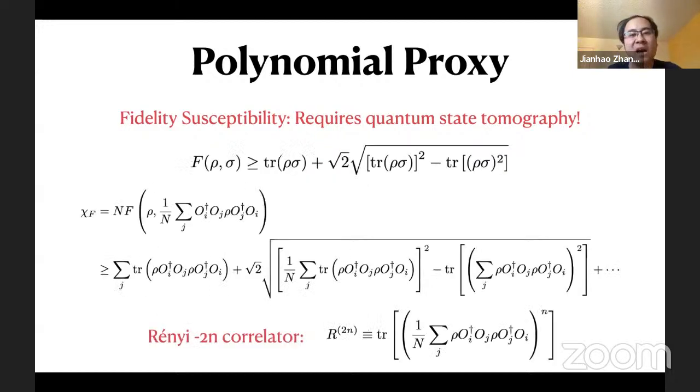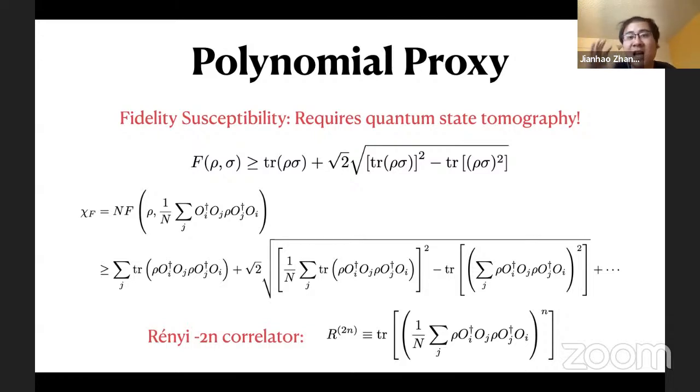But unfortunately, although we can never precisely probe the fidelity susceptibility, we can still estimate it in a very reliable way. In our second paper with Chen He and Yichen, we provide a polynomial proxy of the fidelity susceptibility that serves as a convergent lower bound of the fidelity susceptibility. Even more important is that every single term in this polynomial proxy is only a polynomial of the density matrix rho. Let's call such a quantity a Renyi 2n correlator. It's only a polynomial of the density matrix.